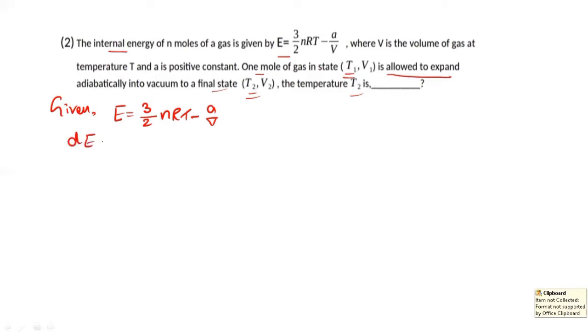That is the reason that dE will be equal to 0. Why? Because the expansion is free. In that case, dE is equal to 0. If dE is equal to 0, that means E1 will be equal to E2.